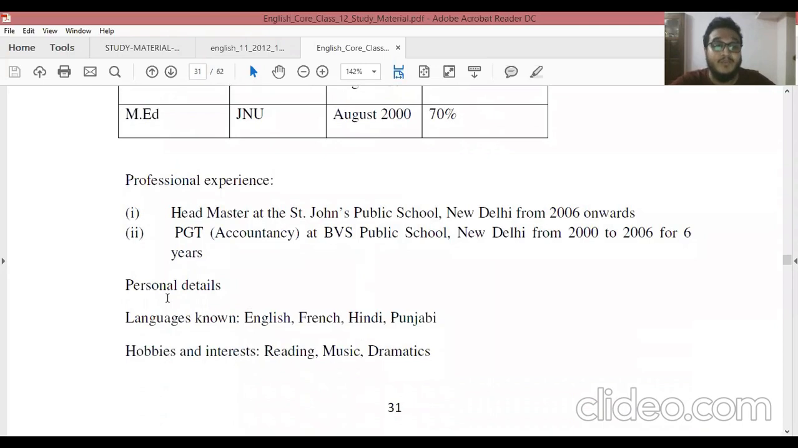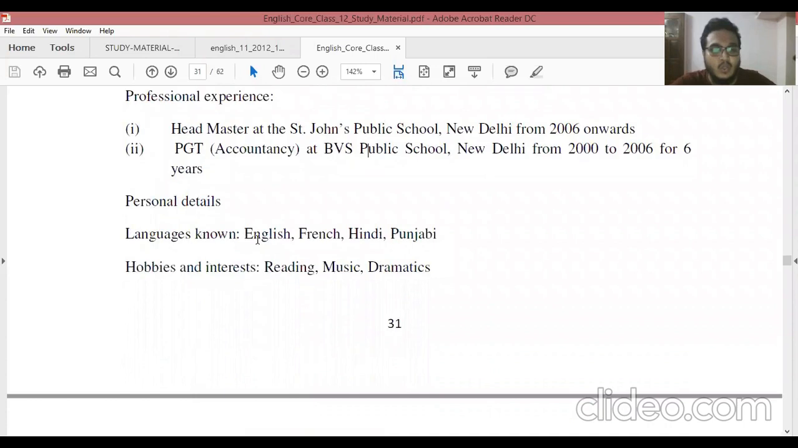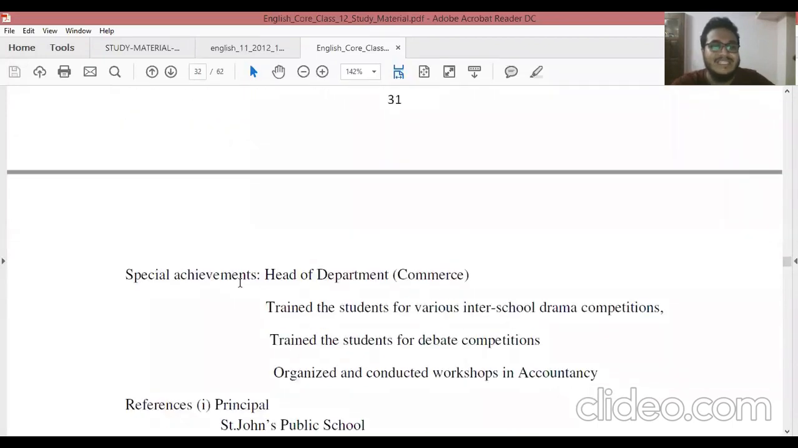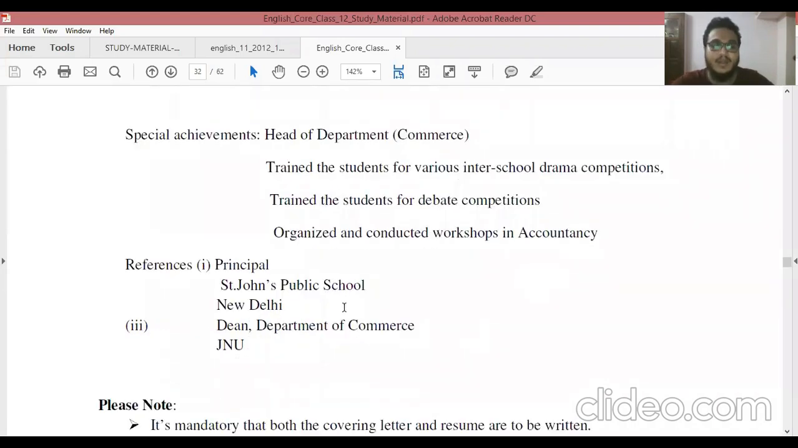Next, personal details. Languages known: English, French, Hindi, Punjabi. Hobbies: reading, music and dramatics. Special achievements: head of department, commerce; trained the students for various inter-school drama competitions; trained the students for debate competition; organized and conducted a workshop in accountancy. Reference, as a teacher and as a student, both references have been given here.